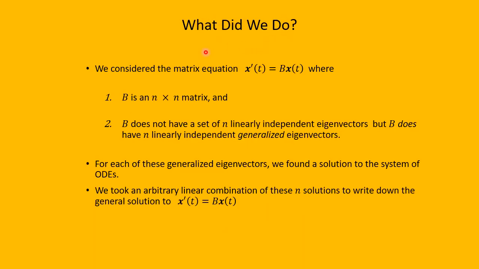So what did we do in this lesson? We considered the matrix equation x prime of t equals Bx of t, where B is an n by n matrix, and in this case B does not have a set of n linearly independent eigenvectors. When that happens, B does not have n linearly independent eigenvectors, but it does have n linearly independent generalized eigenvectors. So for each of these generalized eigenvectors, which we can compute, we found a solution to the system of ordinary differential equations. That gave us n linearly independent solutions. Then we took an arbitrary linear combination of these n linearly independent solutions to write down the general solution to x prime of t equals Bx of t.